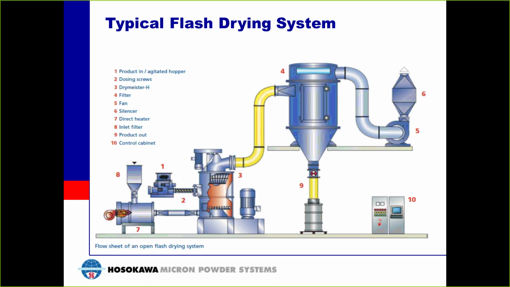Shown here is a typical flash drying system. If you look at the flash drying system, the product is going to be coming in at item 1, and it's going to be pumped into the system by item 2. For flash drying, you can add the material into the system in a couple of ways. Shown here is an auger, often used as positive displacement pumps, and you're going to be adding the material in.